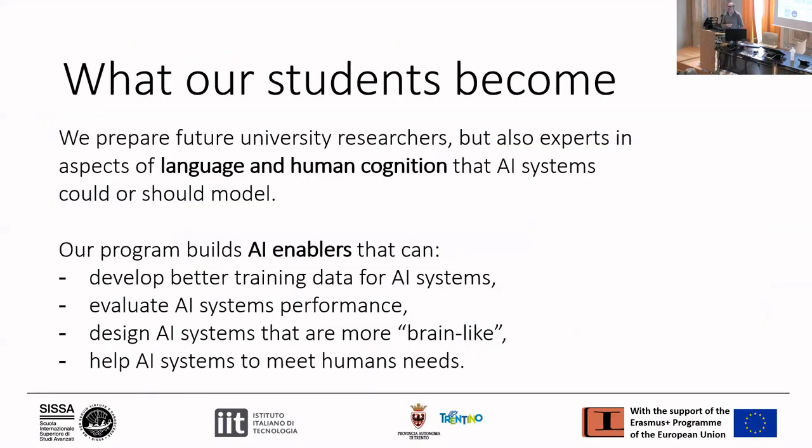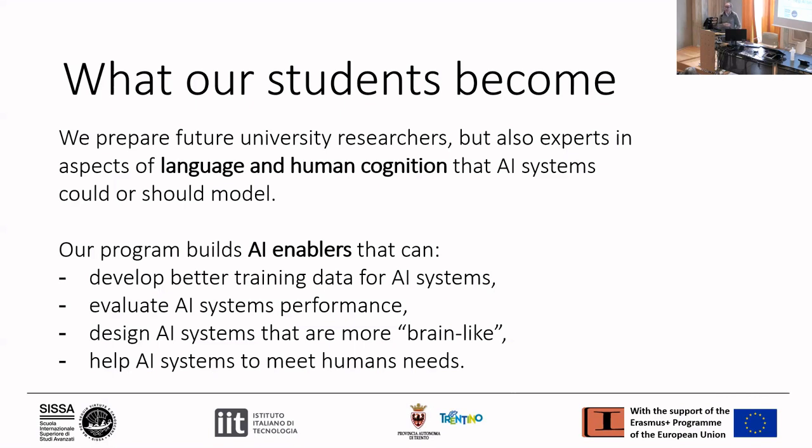So what do our students become? We prepare future university researchers, but also experts in aspects of language and human cognition that AI systems could or should model. If you are looking for a career as a creator of machine learning systems, this is probably not the right place; you apply to a computer science department.